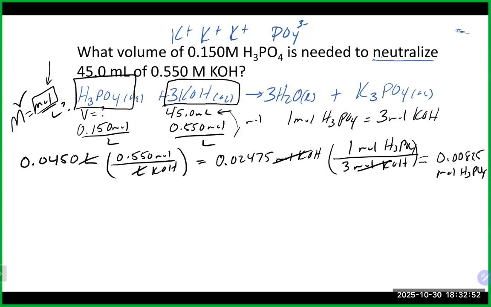Any questions up to that point? Again, really just stoichiometry, balanced equation, convert to moles, mole to mole relationship. So again, just the same sort of 3-4 steps that we've been doing. At this point, we now have the moles and we have the molarity, so we can use both of those together. So I'll take my moles of phosphoric acid, which is this number here.